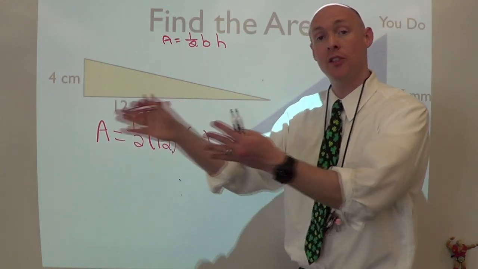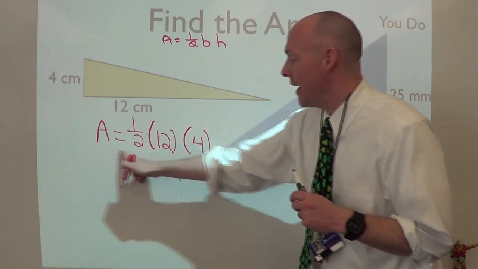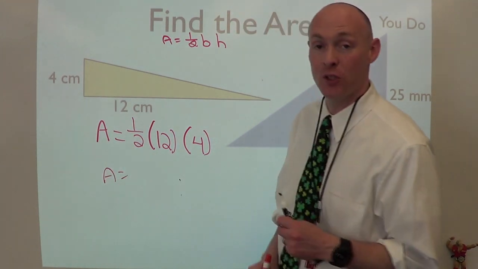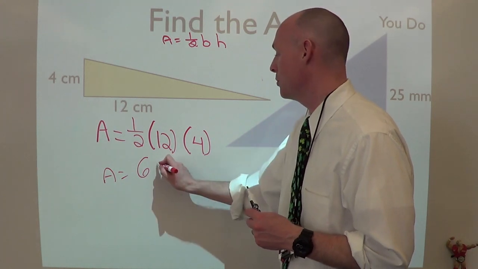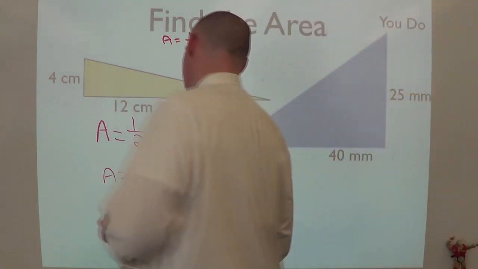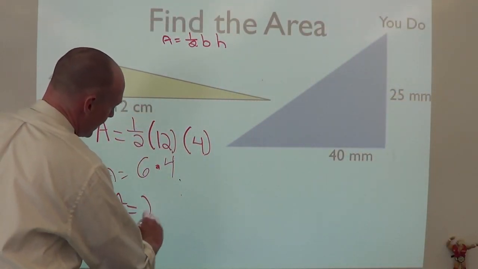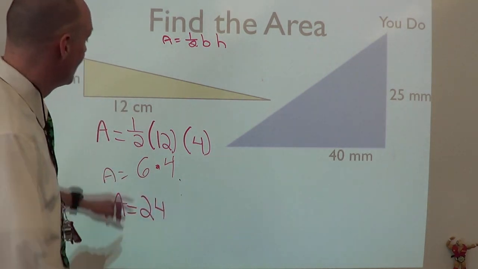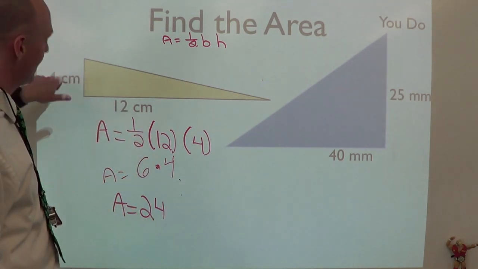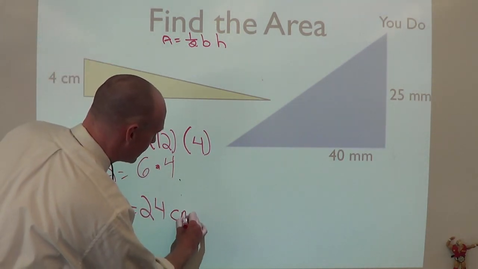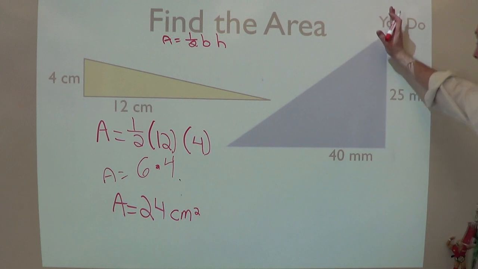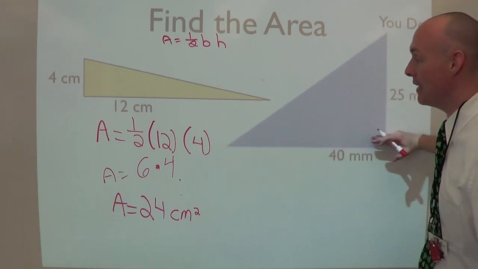Now, order of operations: you do multiplication as it comes. So area is 1/2 times 12. Area equals 1/2 of 12 is 6, times 4. Perfect. Area equals 6 times 4. Area equals 24. We're not done yet. Look what unit we're using. We're using centimeters. So because we're multiplying centimeters, it is going to be 24 centimeters squared. Try this one on your own. Just remember, this is the height, this is the base.